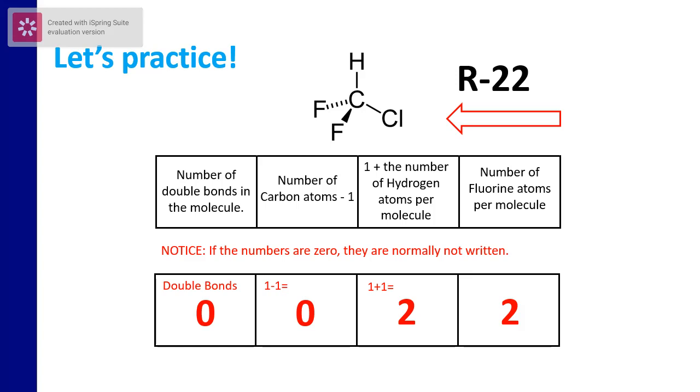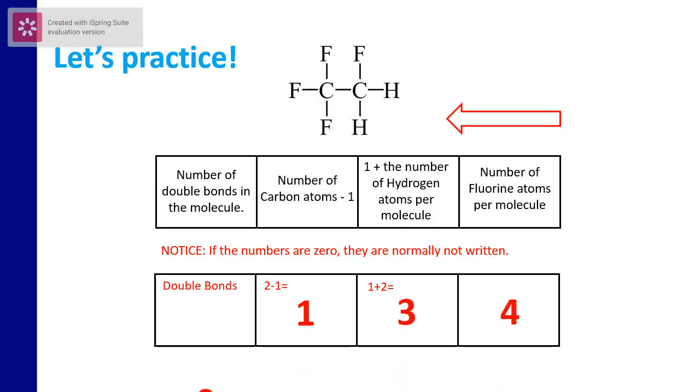Step 3. How many carbon atoms do you see? The answer is 1, deduct 1 from it, so the third number will be 0, therefore, we don't write it. Step 4. This molecule does not have any double bonds that look like the equals symbol. Therefore our fourth number will be also 0, so we don't write it. So we can confidently say that we are looking at the R22 refrigerant molecule.